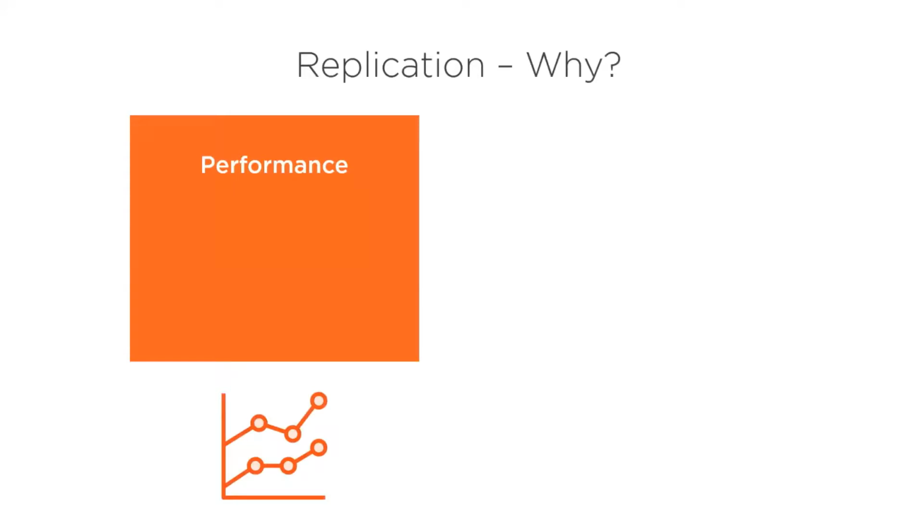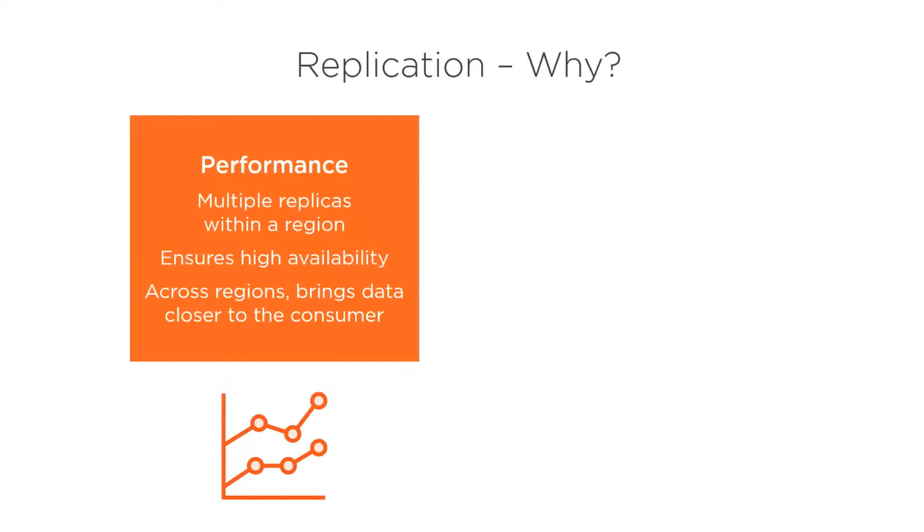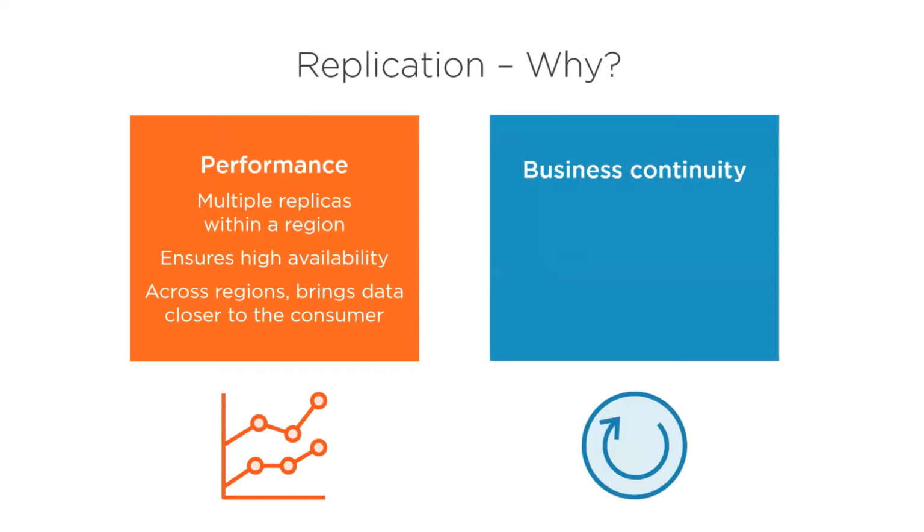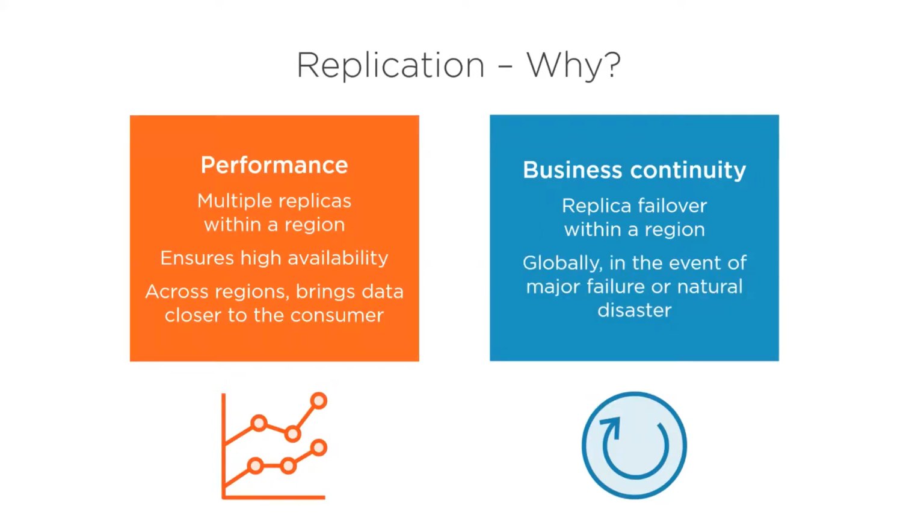So global distribution. This is pretty cool stuff as well. Why do we replicate? There are several reasons. Of course, we know the more replicas you have, the more availability you have. If one goes down, you have more resilience, you have more availability. And if you distribute it across multiple regions, then you're bringing it closer to the consumer, right? And then there are obvious business continuity reasons. If a replica fails within a region, there are other replicas to take over, and if there should be an unfortunate event of an entire region going down, then by distributing data globally, you are protected as well.